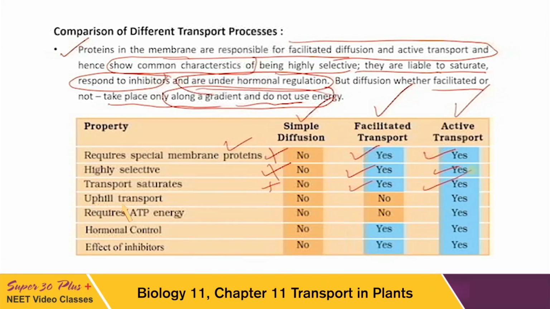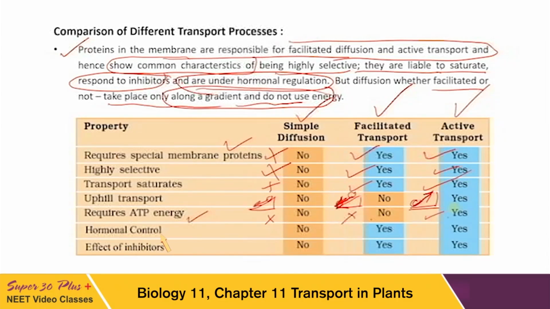Yes and yes. Uphill transport: here this one is downhill transport, while in this case this one is uphill transport. Here also uphill transport? Is it right? No. Here also it will be downhill transport. The energy is not being used. Here it will be uphill transport, therefore energy will be used. Requires ATP energy? No, here it is no. It is again according to the concentration gradient, while this one is against the concentration gradient, which requires energy.